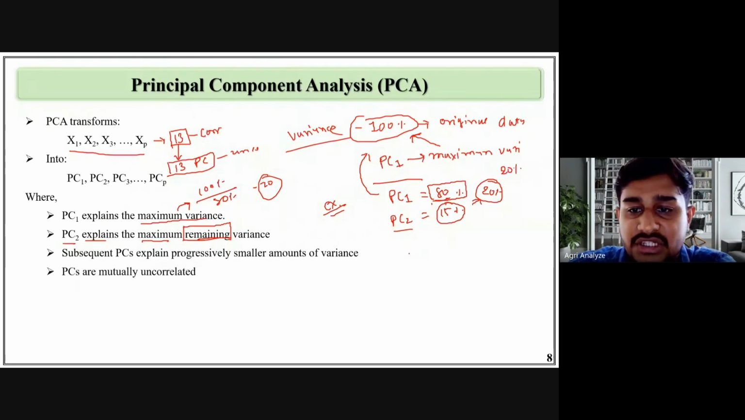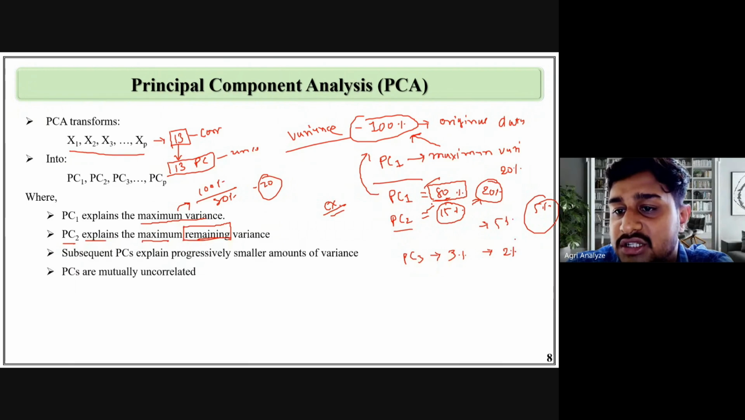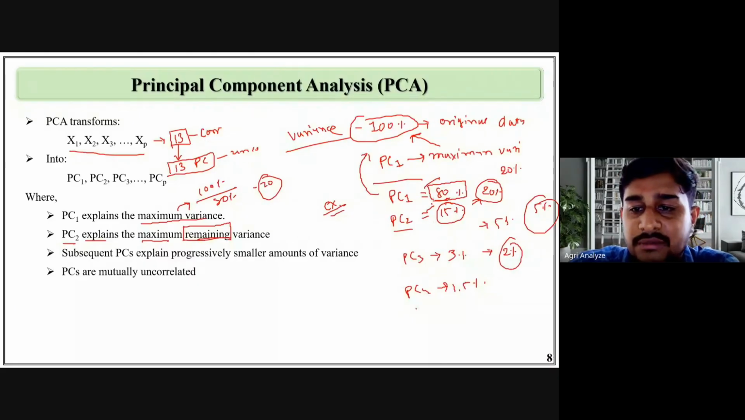And same for PC3. Here the remaining is only 5%, because 80% was explained by PC1 and 15% was explained by PC2. Now the remaining is only 5%. Out of 5%, PC3 explains the maximum remaining variance, it is 3%. Then 2% is remaining, and PC4 explains 1.5% of the remaining variance. So it is the same for all the principal components.